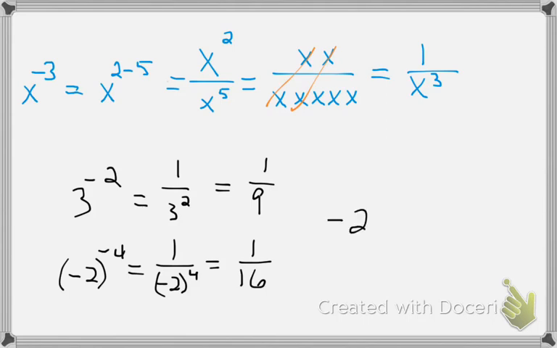What if I had done negative 2 to the negative 4th, no parentheses? Then the negative is going to stay out front, and 2 to the negative 4th becomes 1 over 2 to the 4th. You guys agree? And what is 2 to the 4th, since we just did it? So this is negative 1/16. All right? You guys with me? Is this okay?